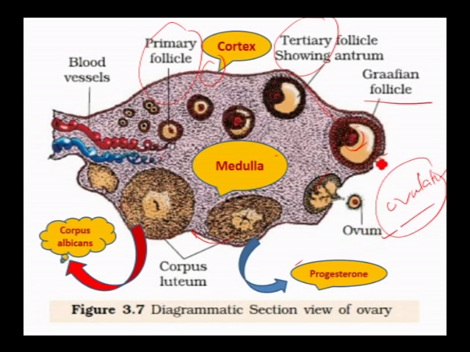After ovulation, the Graafian follicle is converted to corpus luteum. In expectation of pregnancy, corpus luteum starts secreting progesterone. If fertilization does not occur, it undergoes degeneration. The degenerated corpus luteum is called corpus albicans. This is a white body. This is a yellow body.